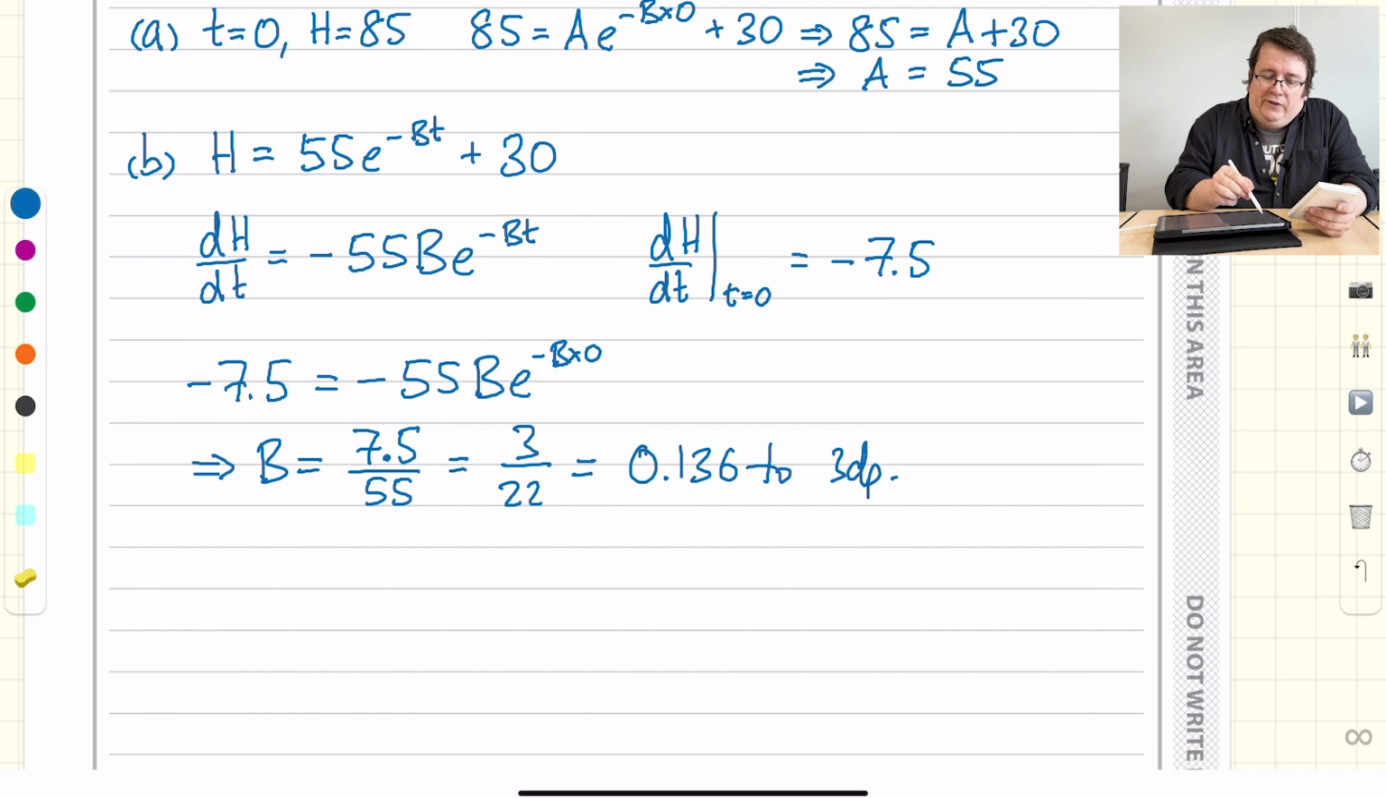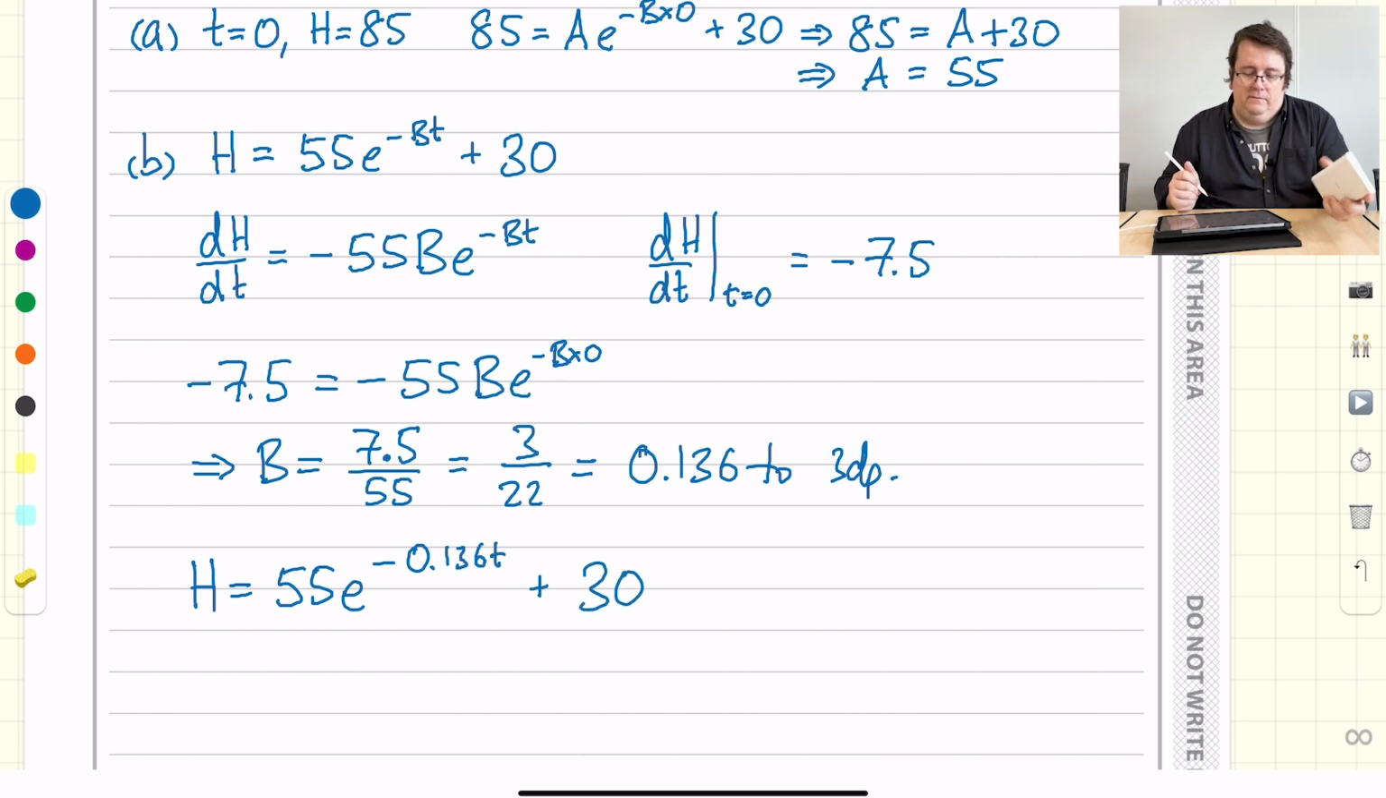Okay, now it says find a complete equation, so that means we need to write our finished equation. H is equal to 55 e to the minus 0.136t plus 30. And so that's our equation, as required. So this is question number 5.